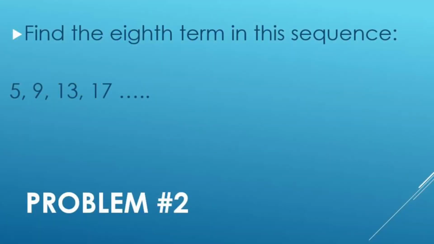Now let's take a look at problem number 2. It says find the 8th term in this sequence. If you're not sure what term means, that would be the 8th number. So we're looking for the 8th term or number in this sequence. If you need help trying to figure that out, go back to that first slide that talked about the different questions we should ask ourselves when determining the rule and then finding the rest of the pattern.